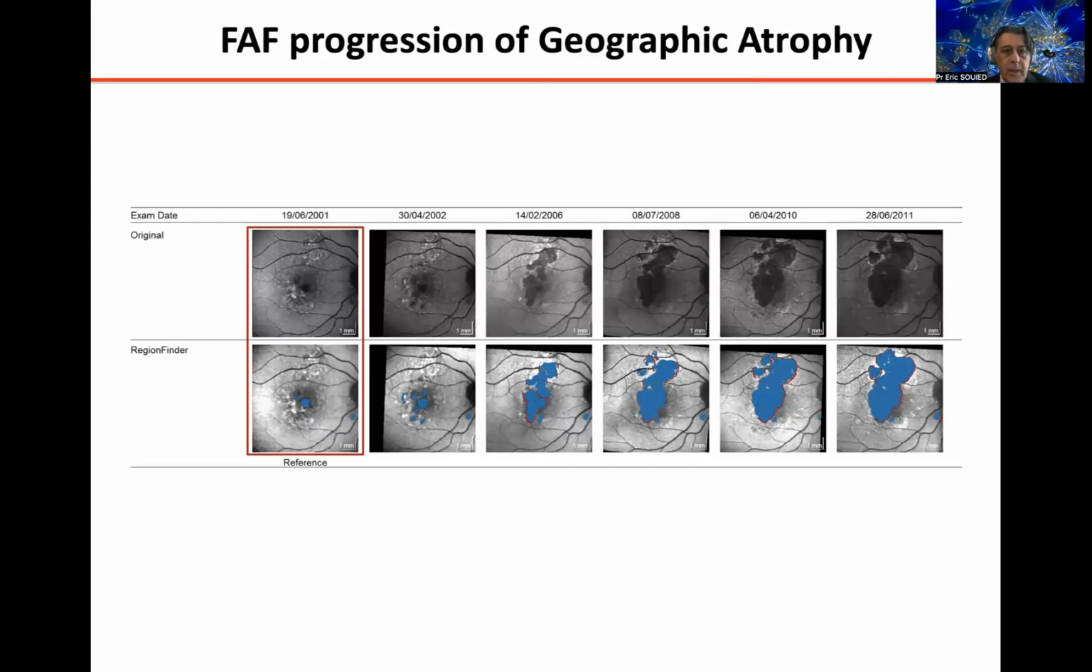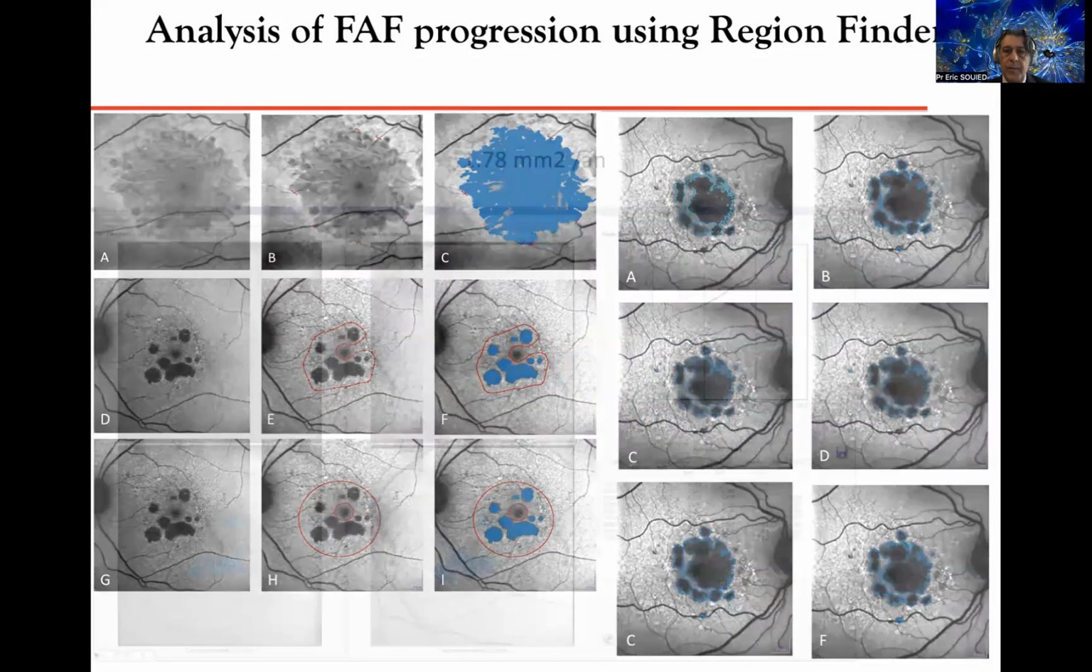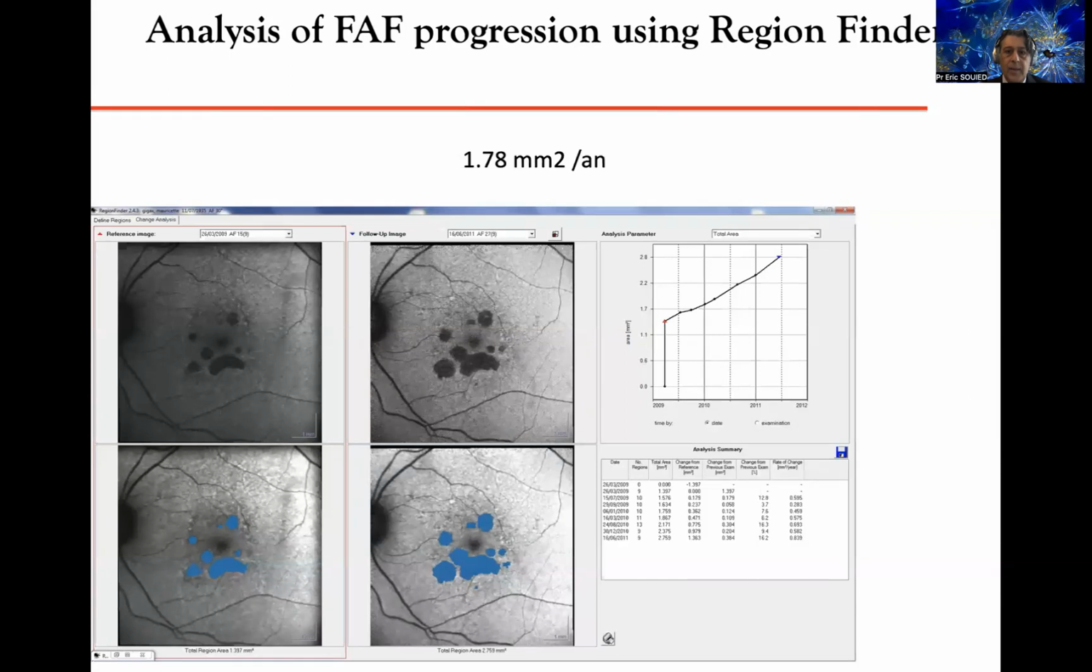There is a tool for evaluation of the follow-up and the growing of the GA lesion based on autofluorescence. This tool is called RegionFinder on the Spectralis device. The main advantage of that is to analyze and quantify the progression of the GA lesion. Here are some examples of different patterns evaluated by the RegionFinder software, and we can quantify the progression with this tool.